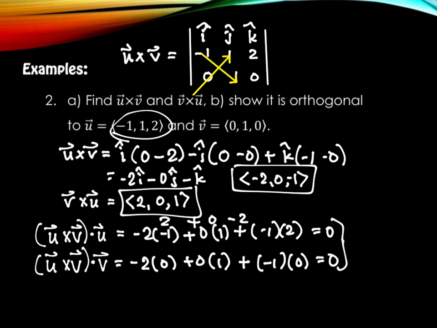Okay, so these two pieces tell us that u cross v is orthogonal to u and v. It checks out. We found the vector that came down the wall, in essence, and we were correct when we did the dot product. It gave us 0.